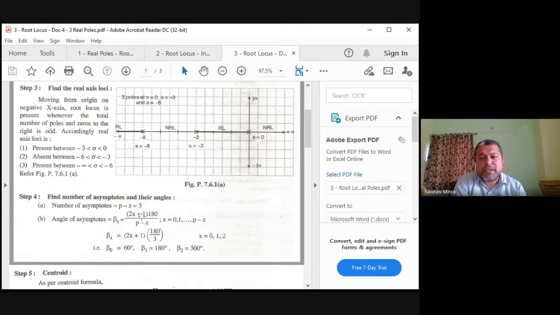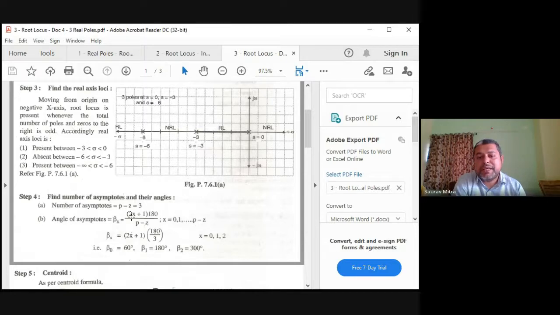So (2x + 1) × 180 divided by (P − Z). So P − Z is 3. Initially substitute x = 0. That means this is 180 by 3, that is 60 degrees. Next you substitute x = 1. That is 3 × 180 by 3. That will be 180 degrees.